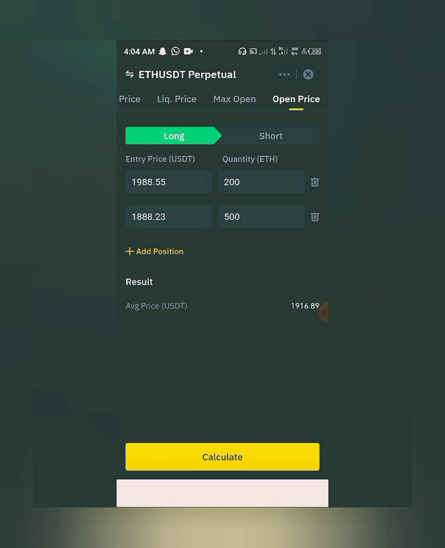Another important thing about the open price is that whenever you see that the price is higher than this, when you are longing, that means you are in profit. But if it is lower than this price, that means you are in loss. You can apply the same process if you want to sell, that is, if you want to go short. After calculating the average price, let me assume it is 1916.89 here. If it's higher than this price, you're in loss. But if it's lower than this price, you are in profit. So this is how you can calculate your open price.